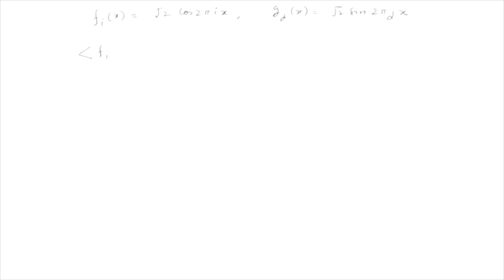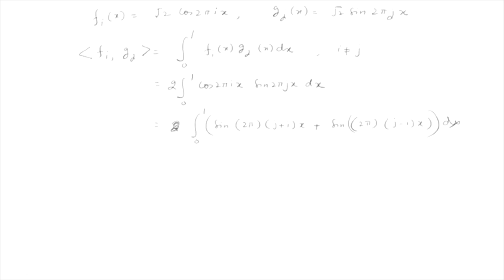And if you take the inner product of f_i with g_j, which is given by the integral from 0 to 1 of f_i(x) times g_j(x), I am taking i not equal to j here. So it will be equal to the integral from 0 to 1 of 2 times cos 2 pi ix into sin 2 pi jx dx. And you see, it is 2 of sin ax into cos bx, which is the integral from 0 to 1 of sin(a plus b), that is 2 pi times (j plus i) times x, plus sin(a minus b), since 2 sin a cos b gives a sum, and it is 2 pi times (j minus i) times x, whole dx.